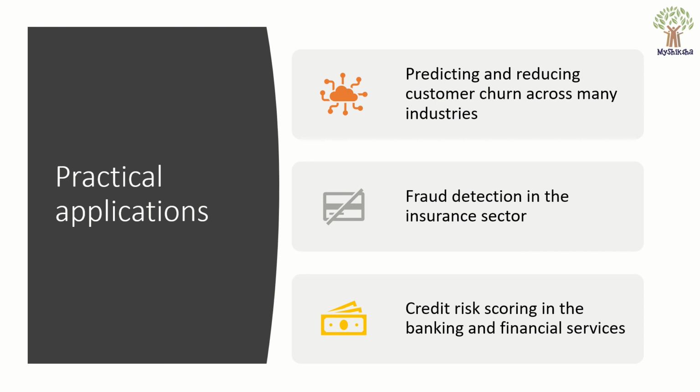Now let's look at practical examples. Predicting and reducing customer churn across many industries. A lot of companies are using decision trees in this aspect. What is customer churn? That is a customer who is expected to leave the organization. For example, if you're using Airtel, Airtel may run customer churn analysis using a decision tree to find out who are the customers who have the probability of leaving now. I will explain this in detail in the next slide.